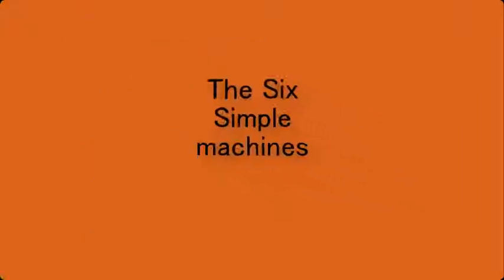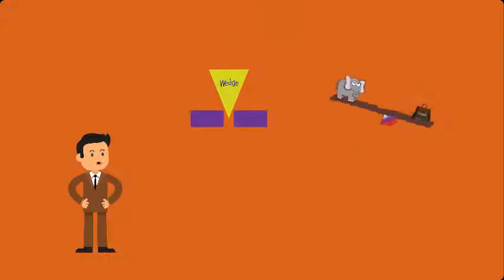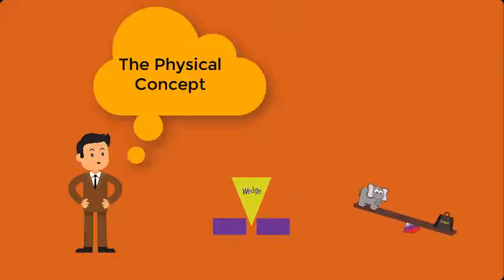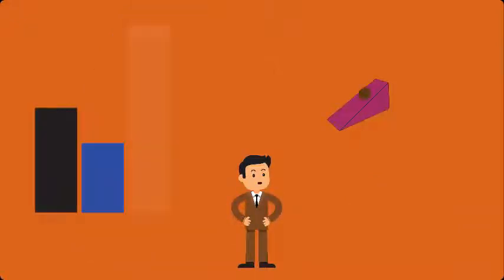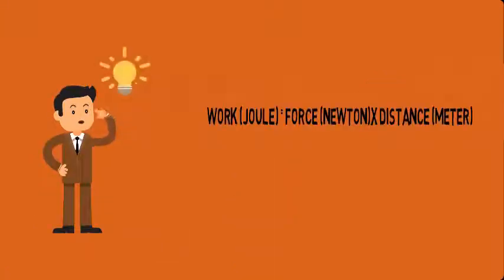The 6 simple machines are the inclined plane, screw, wedge, lever, wheel and axle, and pulley. One can wonder how these items are considered as machines. The answer is simply related to the physical concept. When we use a tool that reduces the required force at the expense of distance in order to exert the same work, then we are using a machine. Remember, this is based on the previous relation.